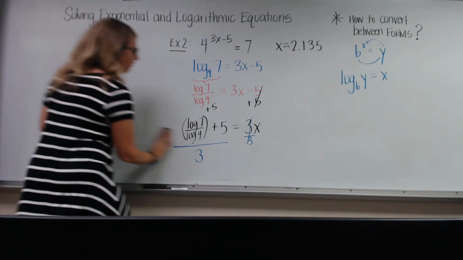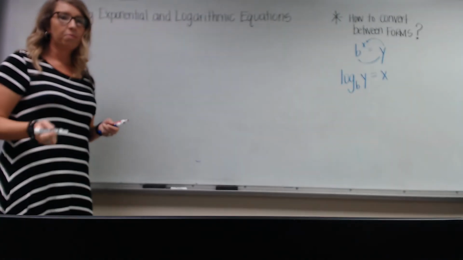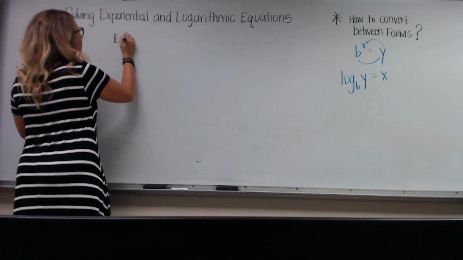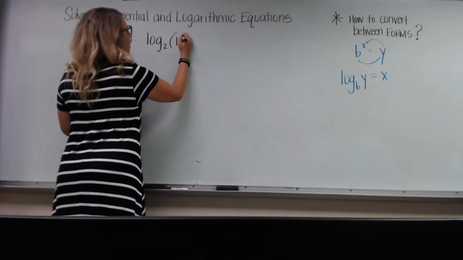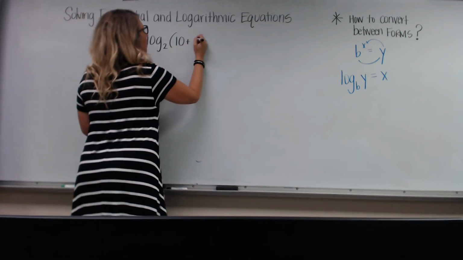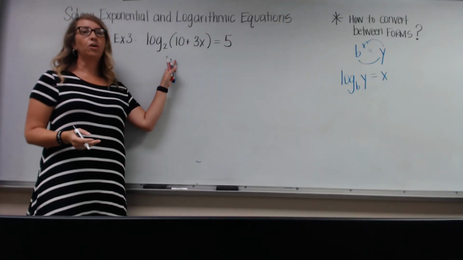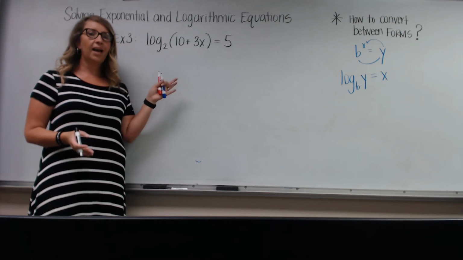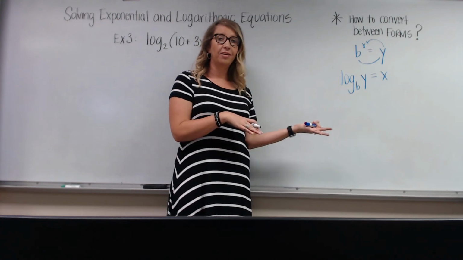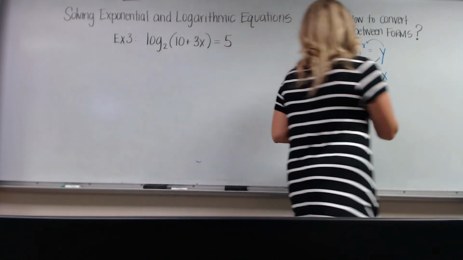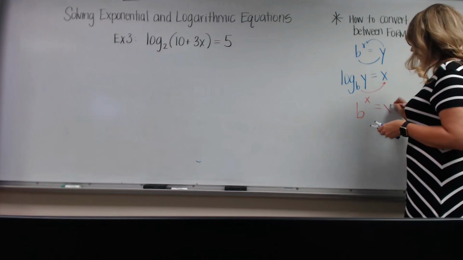So this one's going to look a little different because we're starting with a logarithm this time, but it's still going to be solved using a similar approach. So here's my example number 3. Log base 2, in parentheses, we've got 10 plus 3x, and that's equal to 5. So this equation has a single logarithmic expression. And because it has a single one, we can use this rewriting form to get it into exponential and solve it that way. The way you do that is you keep your base, go to the other side as your exponent, and what was inside now becomes what it's equal to.